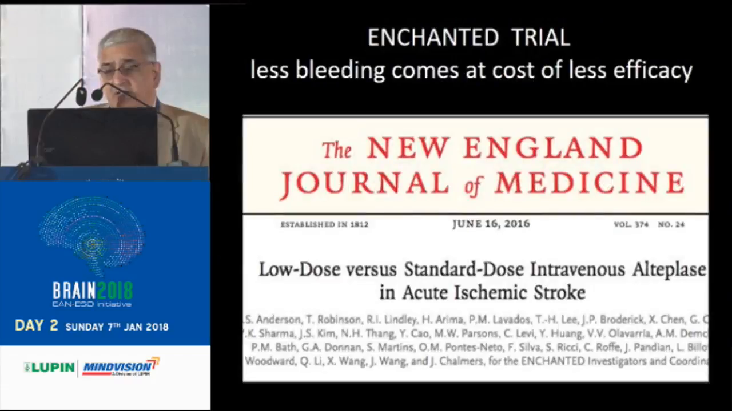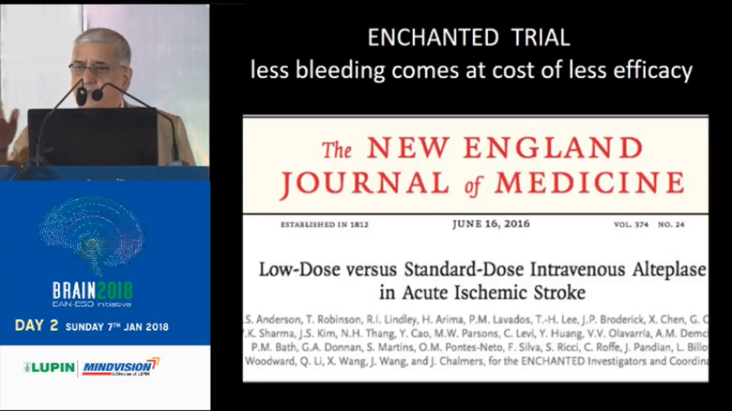The ENCHANTED trial was published in 2016, which attempted a low-dose tPA. In Japan, they give a low dose, which is nationally accepted, 0.6 milligram per kg body weight. Because of the fear of bleeding, this study was launched to see whether 0.6 is as efficacious as 0.9, the conventional dose. The ENCHANTED trial showed that it definitely causes less bleeding, but there is also less efficacy. So, it was a negative trial.